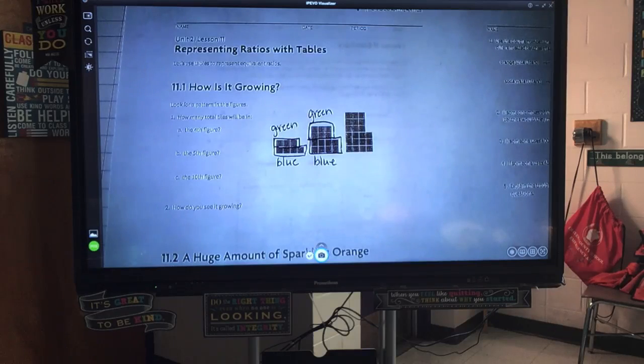Because I noticed every time it grows, it adds 4 every time it grows, so I figured since with the third figure, I'll just add 3 on the top and 1 on the side. Okay, alright, Bella, what'd you guys do?